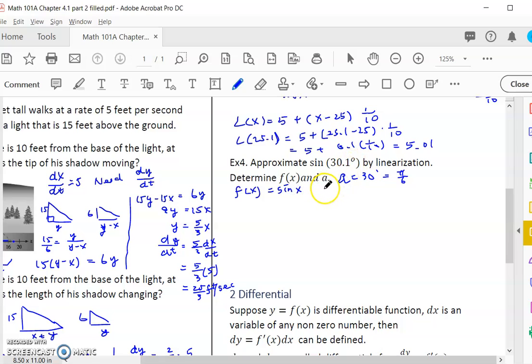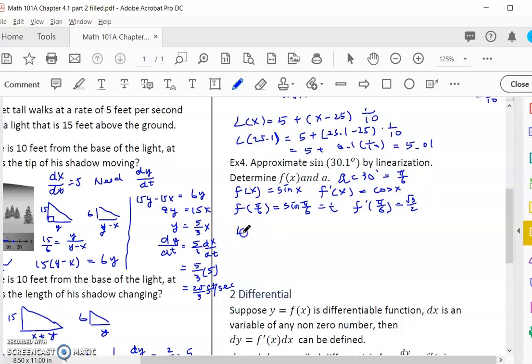So then we have to do three things, right? F prime of x, which is cosine x. And then we have to find two values. F of a, f of pi over 6, will be 1/2. That means sine of pi over 6 is equal to 1/2. And then we have f prime of pi over 6. Oh, we know that this is root 3 over 2.